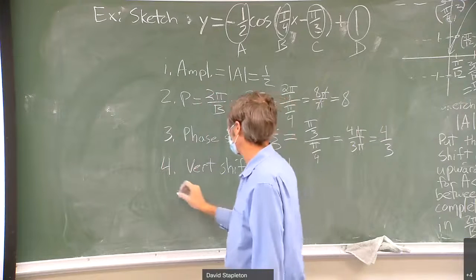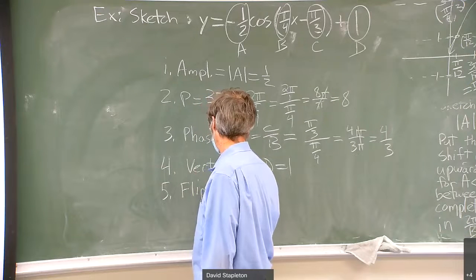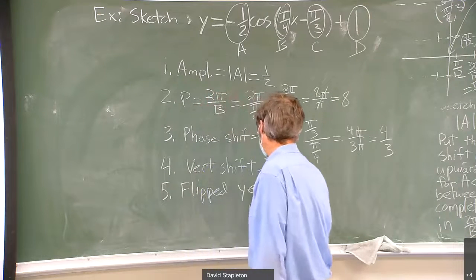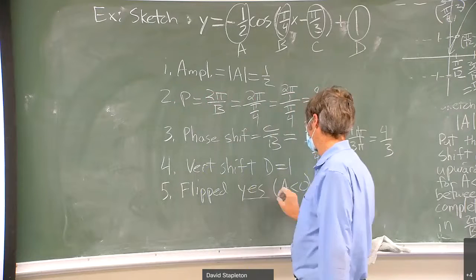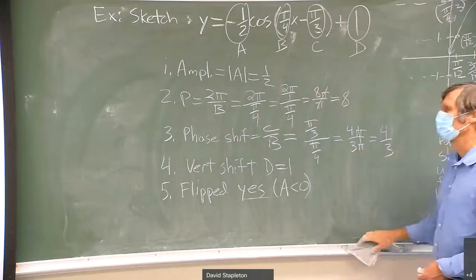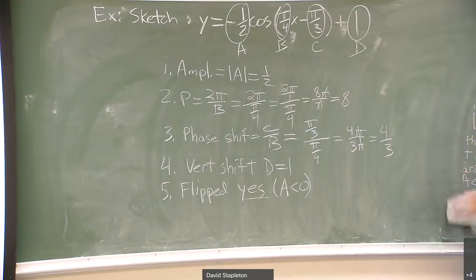It's 1. And finally, this one is flipped, because A is negative. I can sketch that, it's not very hard. So it takes into account all the algebra techniques in an easy way.